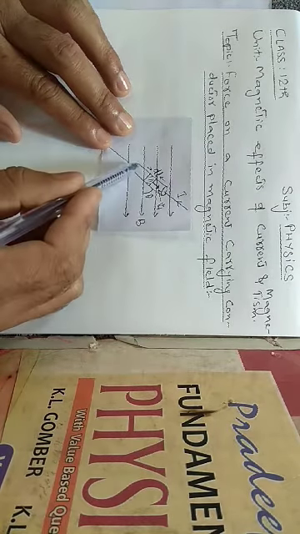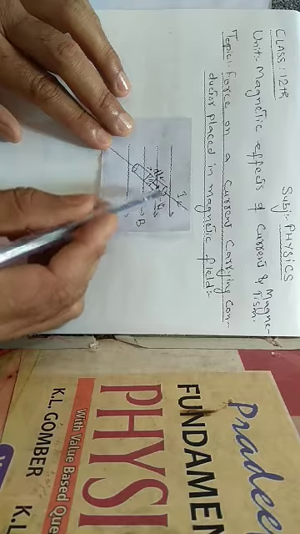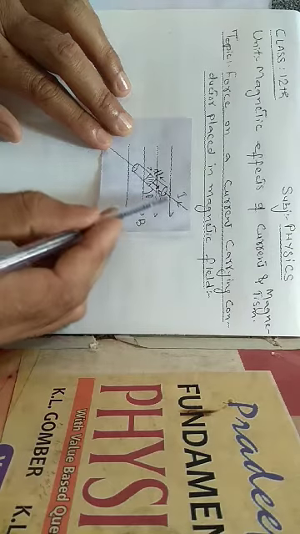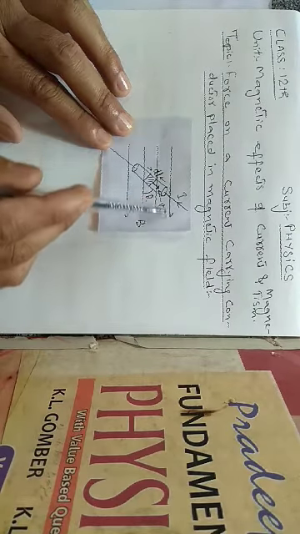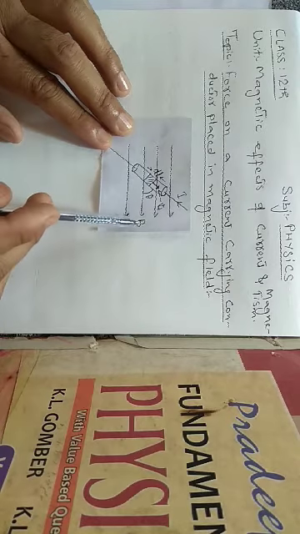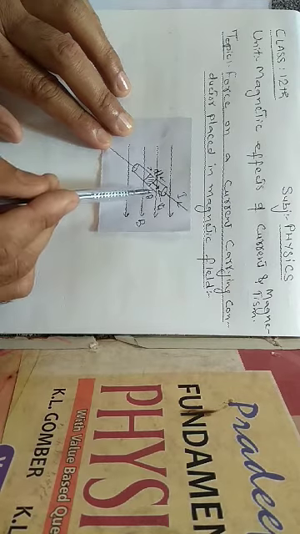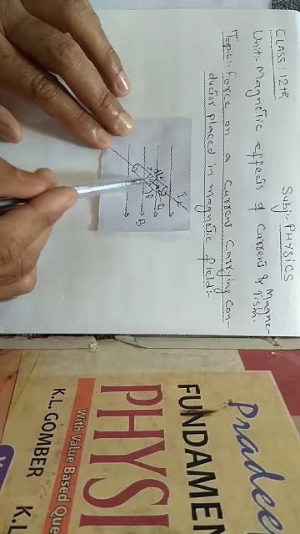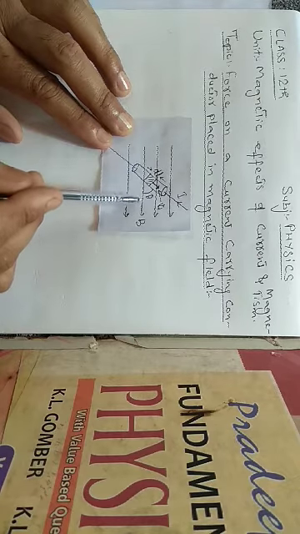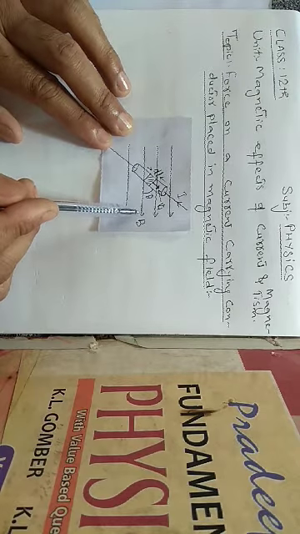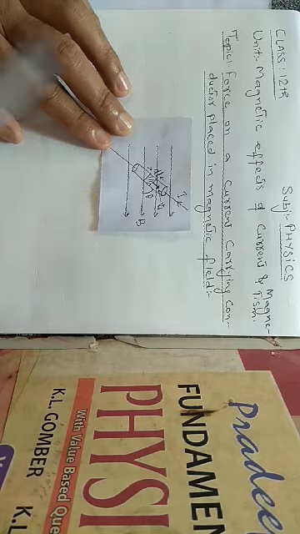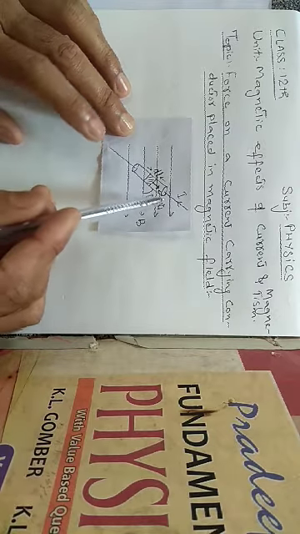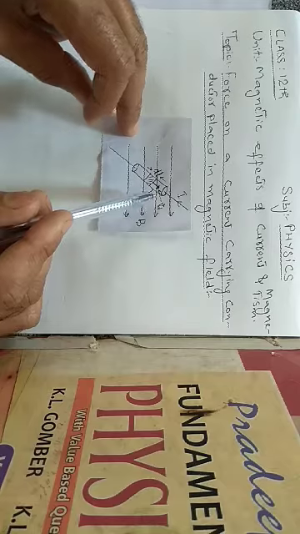See, it's a conductor through which current I is flowing. This conductor is placed in a magnetic field B. Let theta be the angle between the direction of this conductor and the direction of the magnetic field. So let us write down some related points regarding the topic.